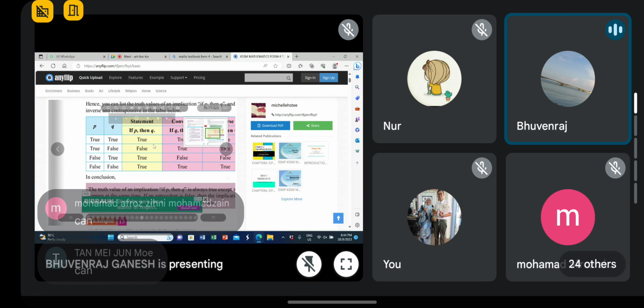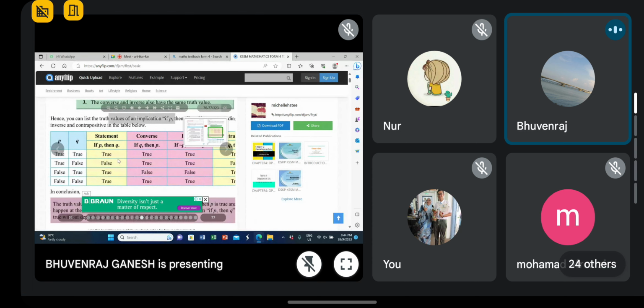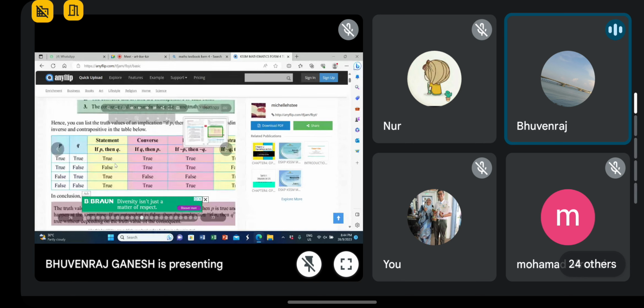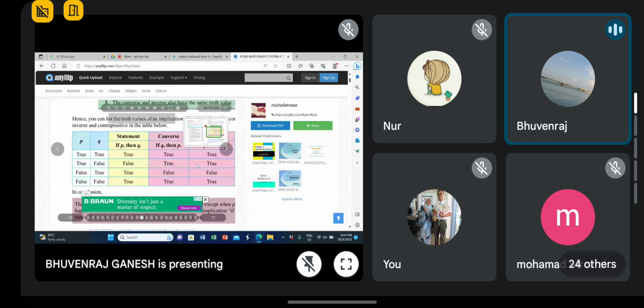Okay, so this table guys, you all must remember. Okay, this whole table over here, yang ni. This shows the relationship between statement, converse, inverse, and contrapositive. The truth value, nilai kebenaran dia. Okay, so kamu boleh lihat yang ni.